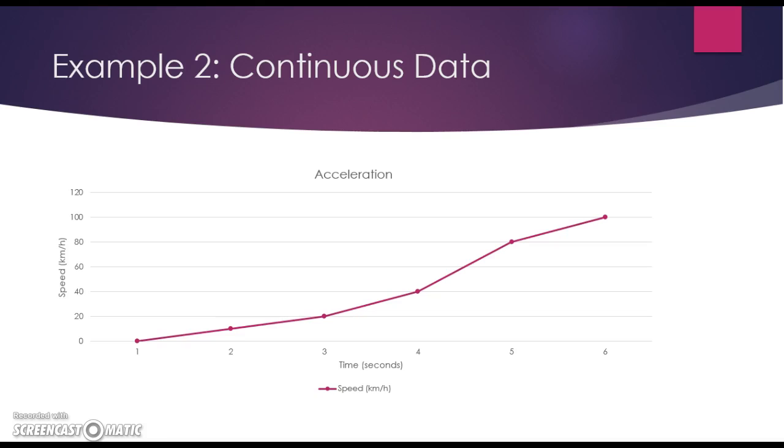So whether that's 1 to 1.5 to 2, or 1 to 1.1 to 1.2, all the way through, is irrelevant, but we do know that there are time periods between one point and the next. By using the line graph, again, we can estimate how fast the car is going at any one of those infinite number of points along that time continuum.